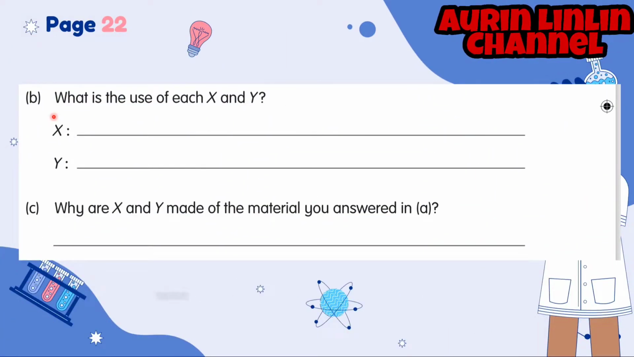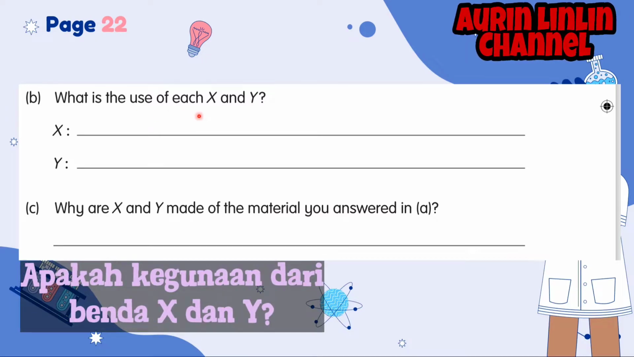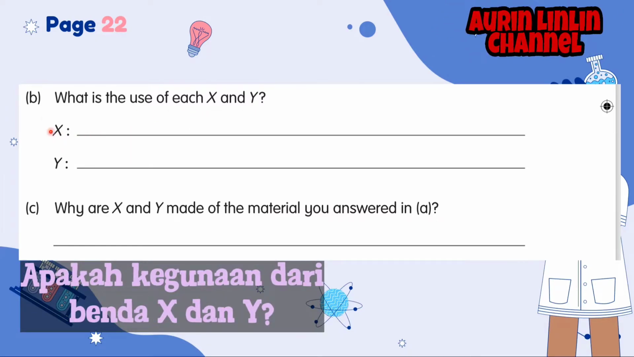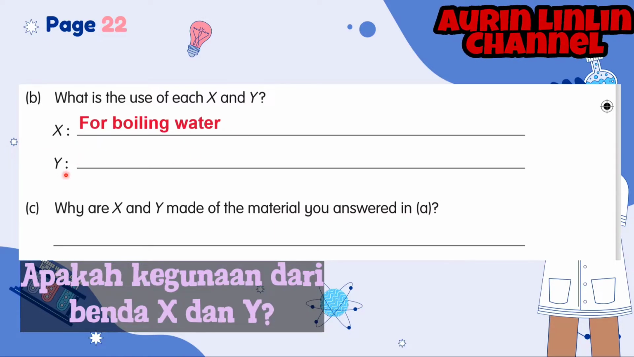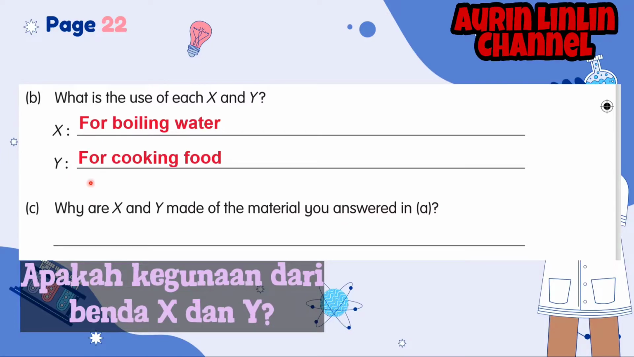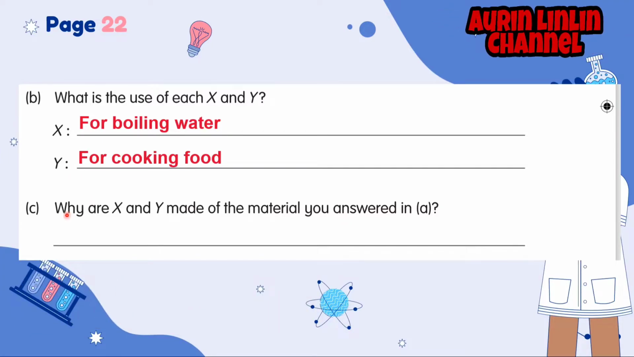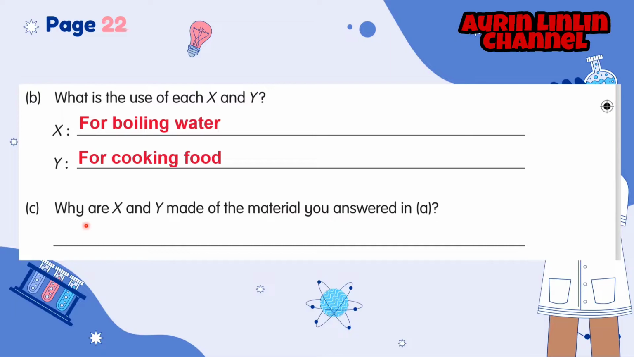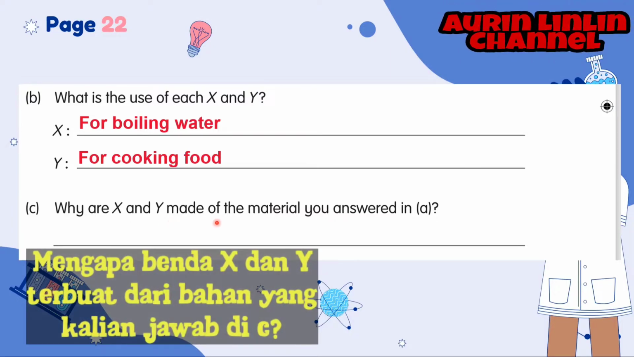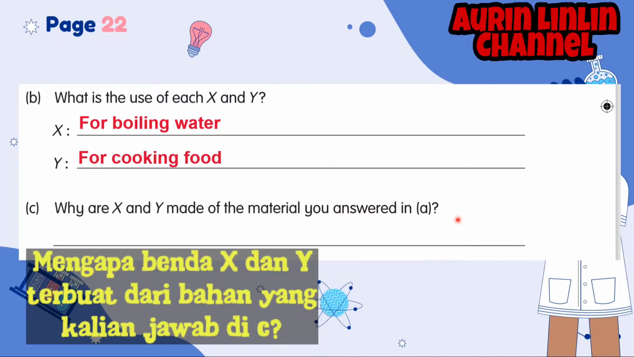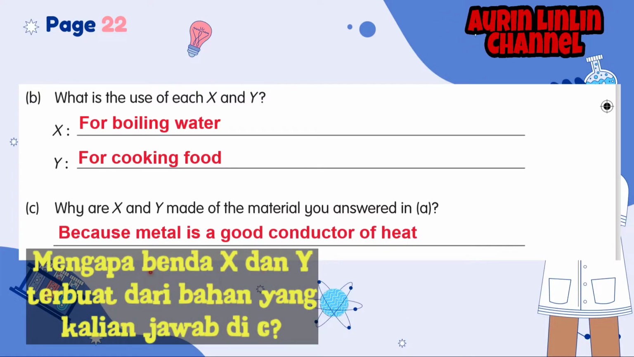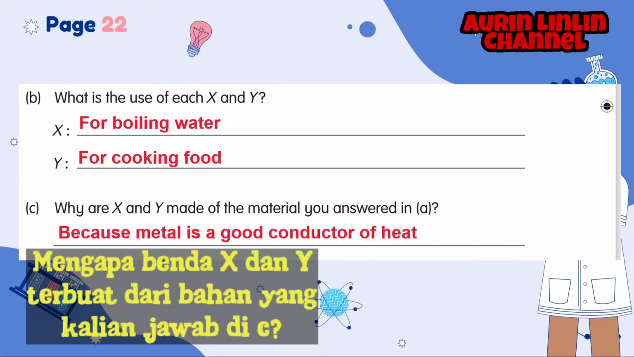Next question. What is the use of each X and Y? The use of X is for boiling water, and the use of Y is for cooking food. Next question. Why are X and Y made of the material you answered in A? And the answer is because metal is a good conductor of heat.